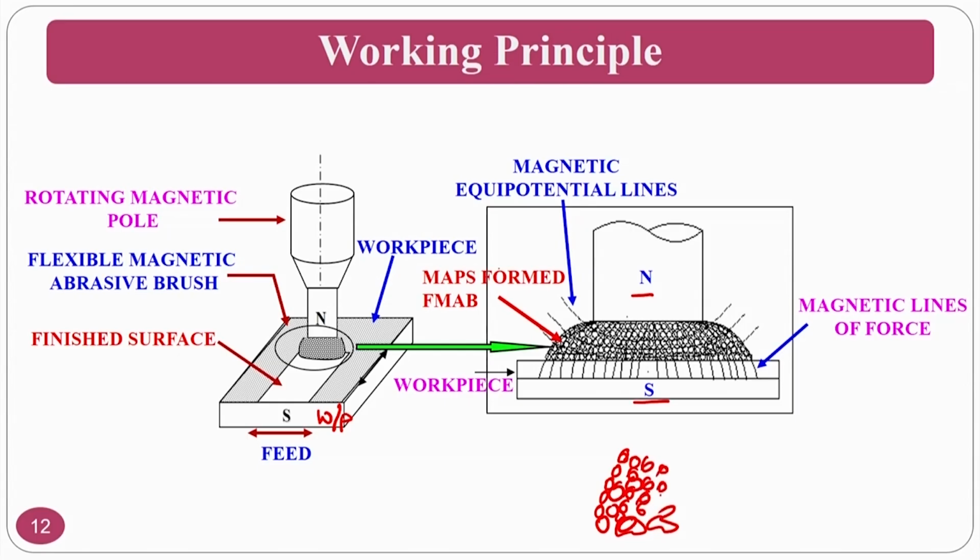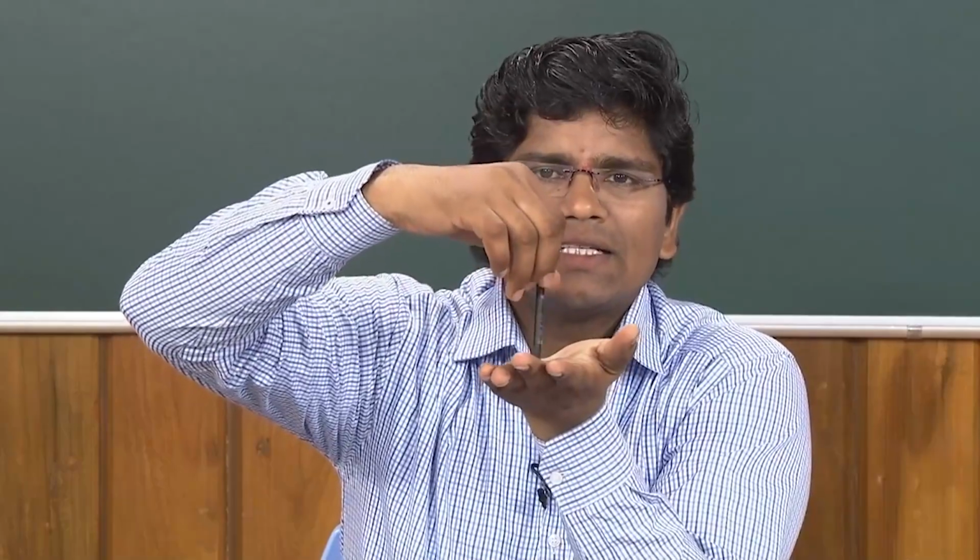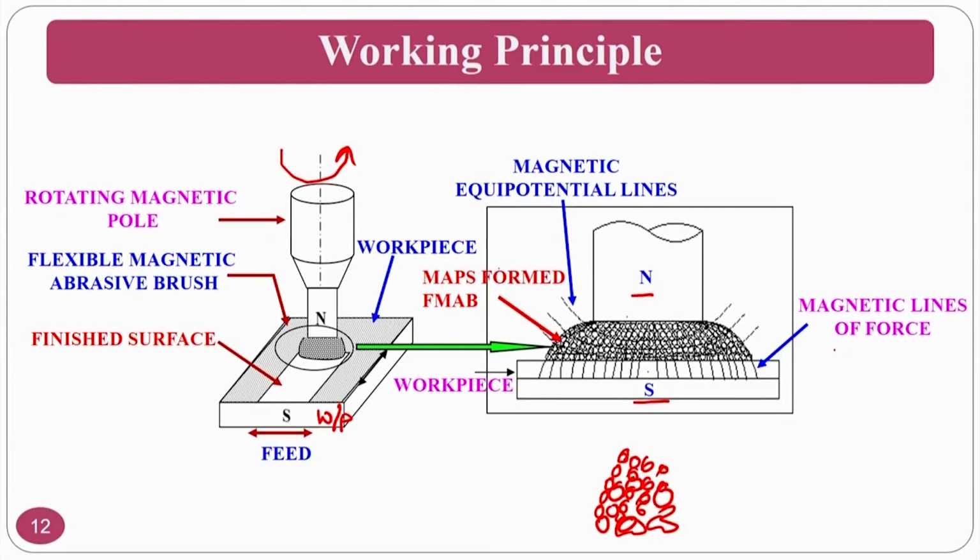These chains will support the abrasive particles, and since motion is given to the workpiece as well as rotary motion is given to the tool, what will happen? The shearing action will take place. My workpiece is stationary and you are giving the table's feed, and your tool is like this and it is rotating. So, relative motion causes the material removal. That is how the magnetic materials will help the abrasive particles to remove the workpiece material.